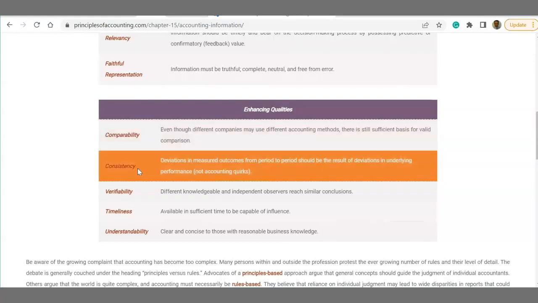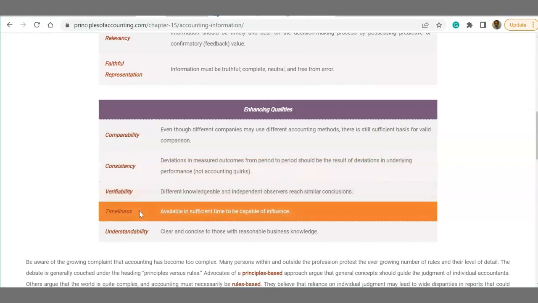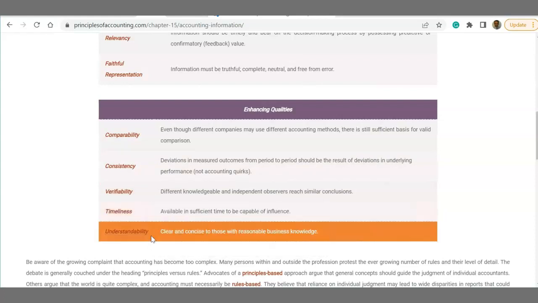Let's say if you use the first in, first out method for your inventory calculation, every year you have to use first in, first out. It should be consistent. It has to be verifiable and it has to be timely. You cannot prepare your financial statements 3 years after the fact. It's too late. And your financial statements have to follow GAAP and be understandable for a reasonable business person.